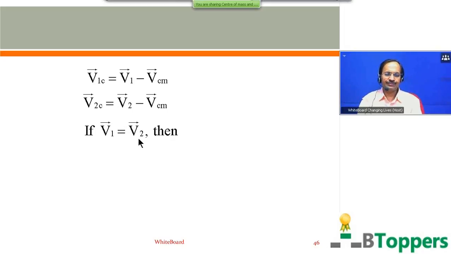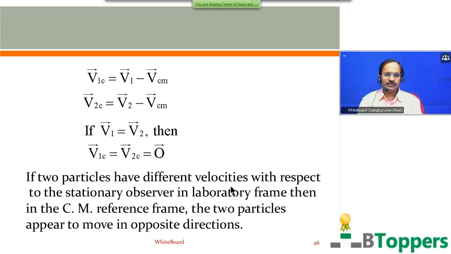So if V1 bar equals V2 bar, then V bar 1c equals V bar 2c equals 0 bar. That means if both the particles are, suppose, moving with equal velocities with respect to a stationary observer on the earth, then they appear to be at rest with respect to the center of mass frame.